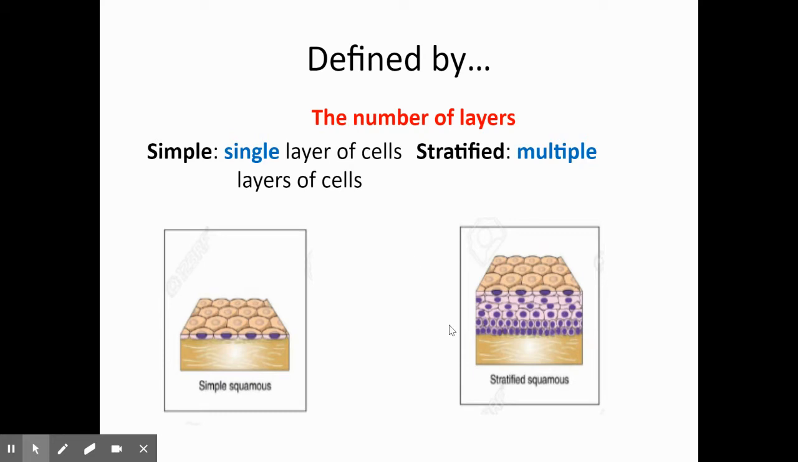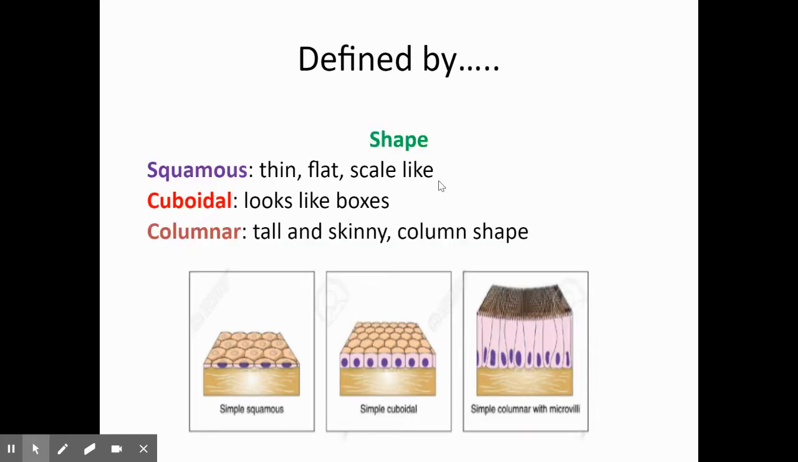Now, if the cells are stacked on top of each other, like you see in the second picture here, we refer to those as multiple layers of cells. The term we're going to use is stratified. So simple means one layer of cells, and stratified means there are multiple layers of cells.